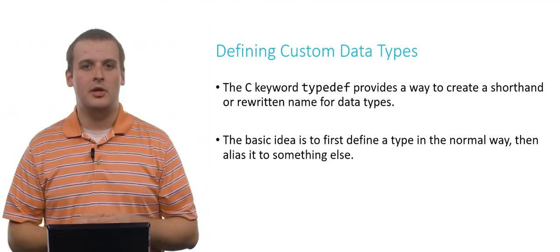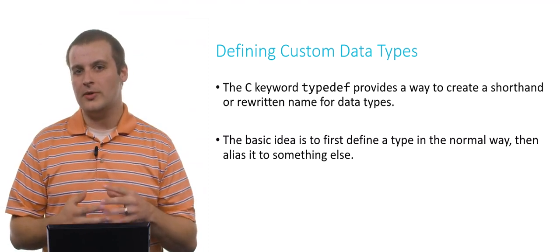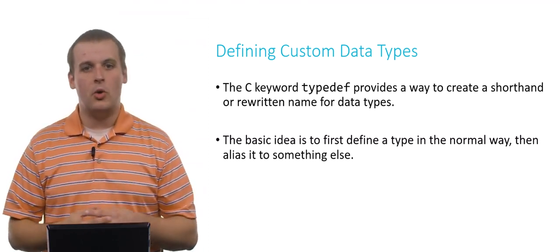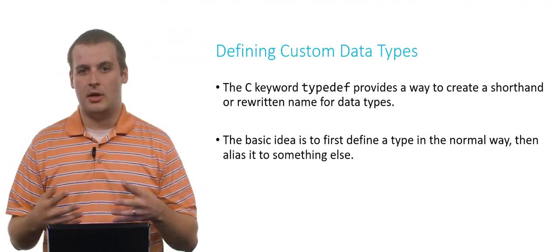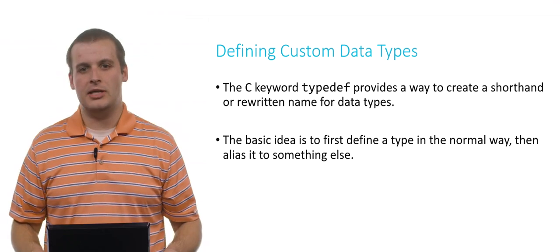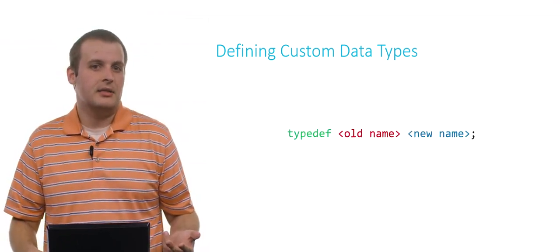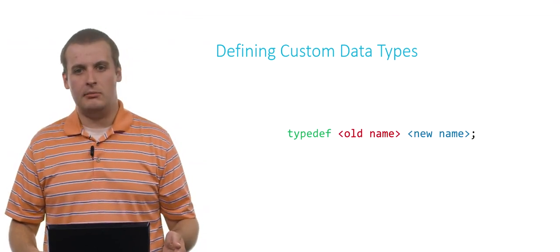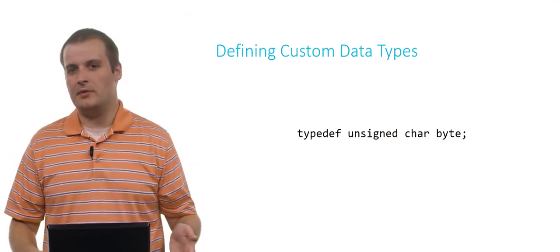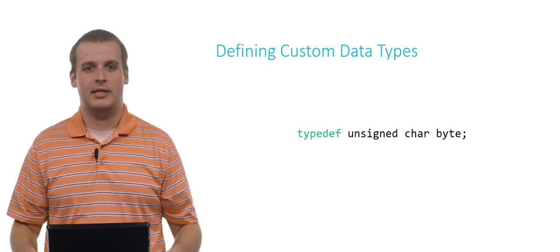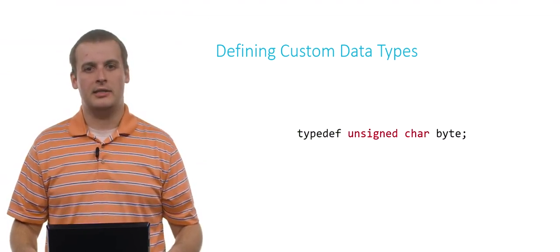Fortunately, there's a way to do this in C with something called typedef, which is a way to create shorthand or rewritten names for data types. You can rewrite data types that already exist, or you can write data types of your own. The first thing you do is you define a type in the normal way, and then you just alias it to something else. Typedef, old name, new name. Pretty straightforward, right? So we could typedef, for example, the already existing data type of unsigned char as byte.